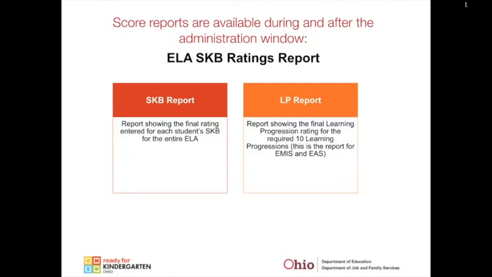Now, again, these are CSV or Excel files, so you can always manipulate them as you need to for your program. If you generate that report, you might see data in all 72 SKBs, or you might just see data in the SKBs that are associated with the 10 learning progressions. And remember, there are 24 SKBs required in that group of 10. So that SKB report is helpful, but it could also be deceiving if you see a lot of blank scores, unless you're using it for the full assessment and you're entering data on all of those.